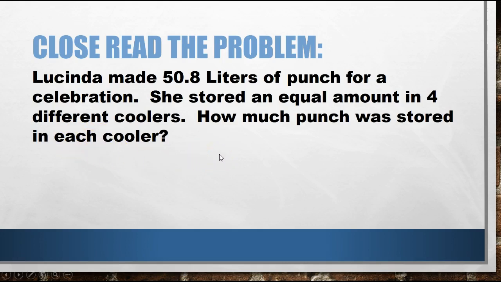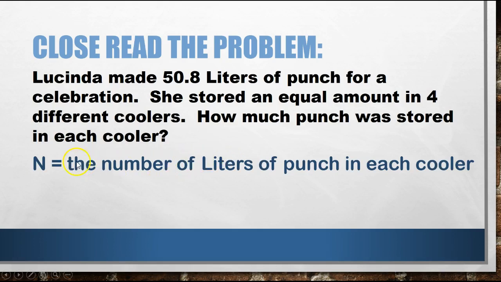If we model this equation with an unknown, we need to use a letter to stand for the unknown part. Let's use N as the number of liters of punch in each cooler. If we have 50 8/10 and we're separating it into 4 equal coolers, then this is a division problem. 50 8/10 divided by 4 equals N. This video shows 2 different ways to solve this problem.